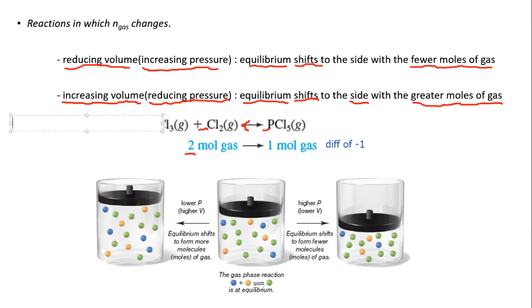So if we increase pressure, it would shift to products, because products has a fewer moles of gas. If we increase the volume, it shifts to reactants. As you increase volume, it shifts to the side with more moles of gas. So now let's look at some examples involving gases.